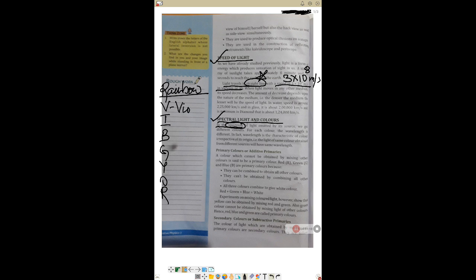V stands for violet, I stands for indigo, B stands for blue, G stands for green, Y stands for yellow, O stands for orange, and R stands for red. So these are the 7 colors which are present in the light. The rainbow which you see after the rainfall is actually because of the refraction of light, which you will learn in the higher classes. When you reach class 10, you will be learning about the refraction of light. Right now you have just learned about the reflection of light.